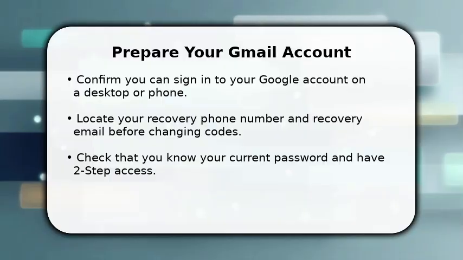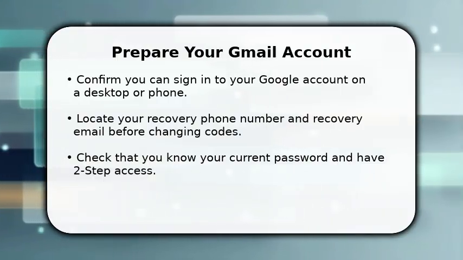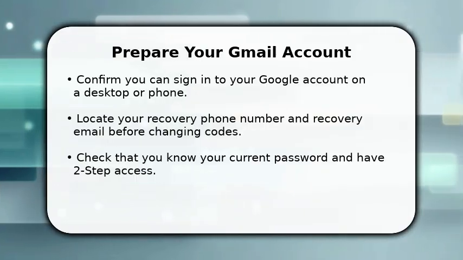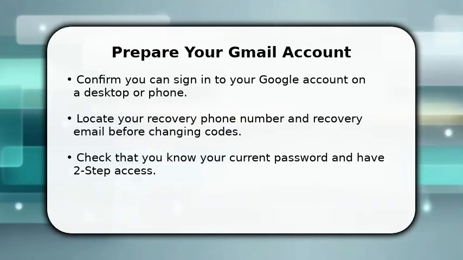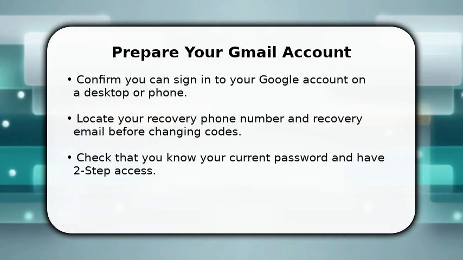Enjoy the video. Start by signing into your Google account on a secure desktop or phone. Confirm that you can enter your current password and access two-step verification. Verify your recovery phone number and recovery email are up to date. Have your authentication device ready, such as a phone or security key. Close unused browser tabs and disable VPNs that might block verification. This preparation reduces delays when changing your security code or authenticate.